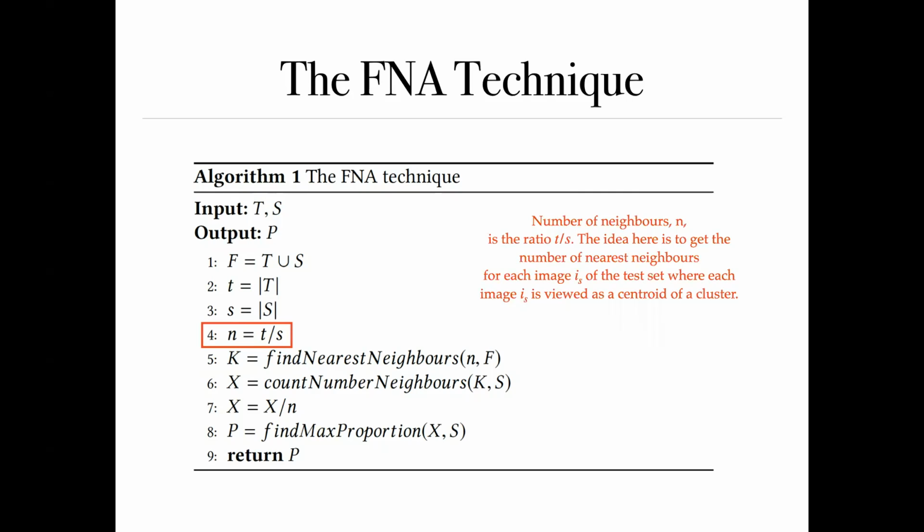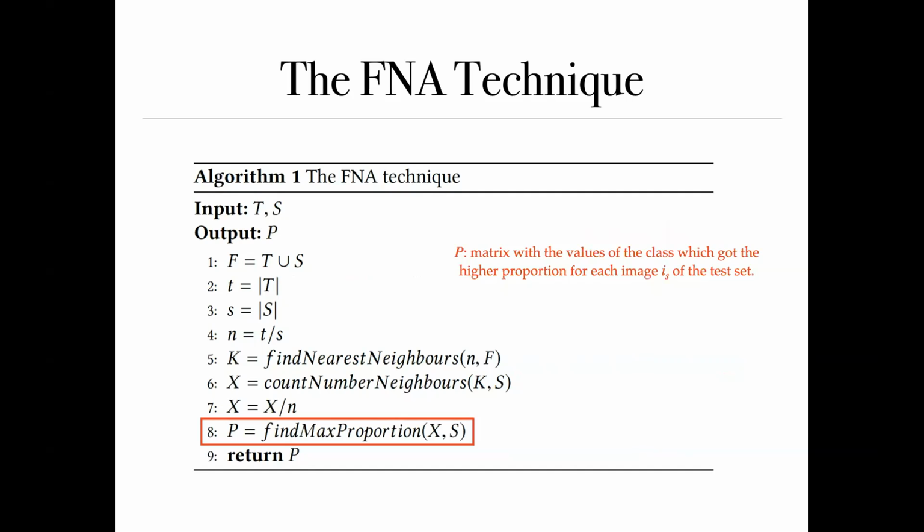One important feature of our technique is providing an exact manner to calculate the number of neighbors in the KNN algorithm. The idea is to use the ratio T divided by S, where T is the number of images of the training set, and S the number of images of the test set. The idea is to get the number of nearest neighbors for each image IS of the test set, where each image IS is viewed as the centroid of a cluster. At the end, we have a matrix P with the class that got the higher proportion for each image IS of the test set.